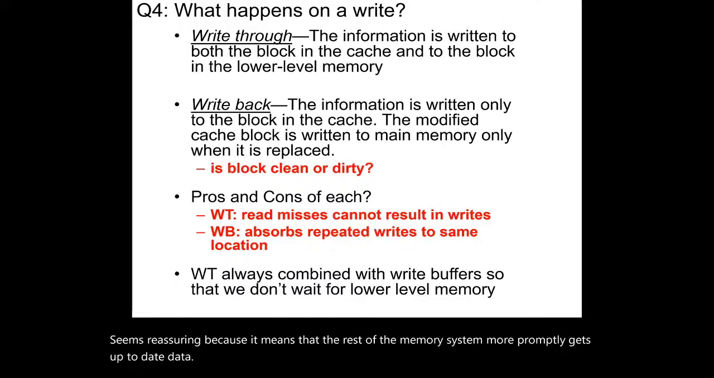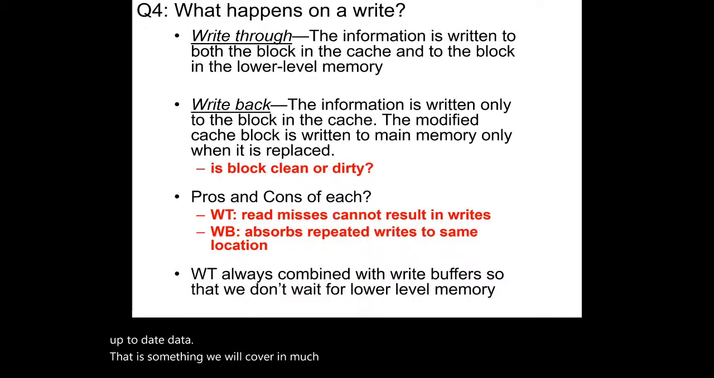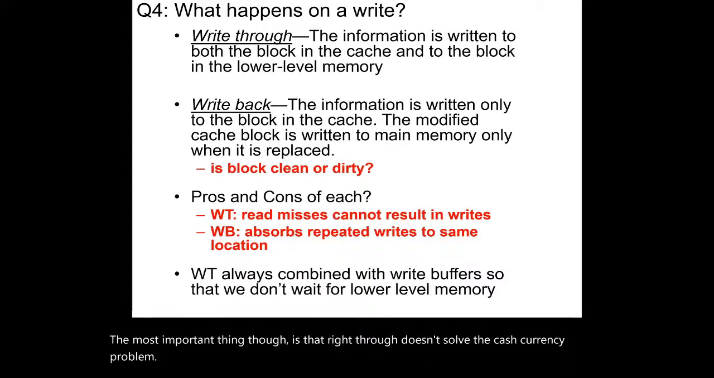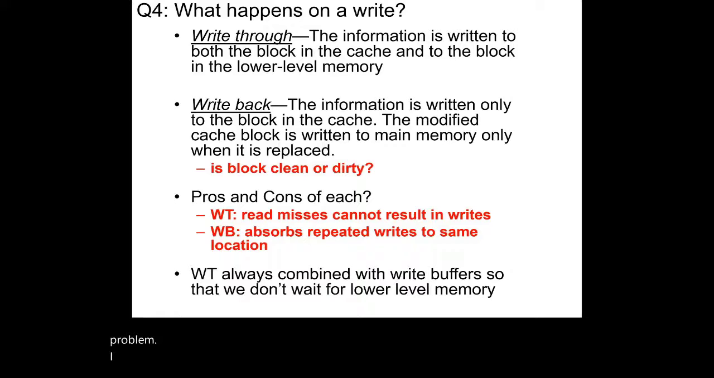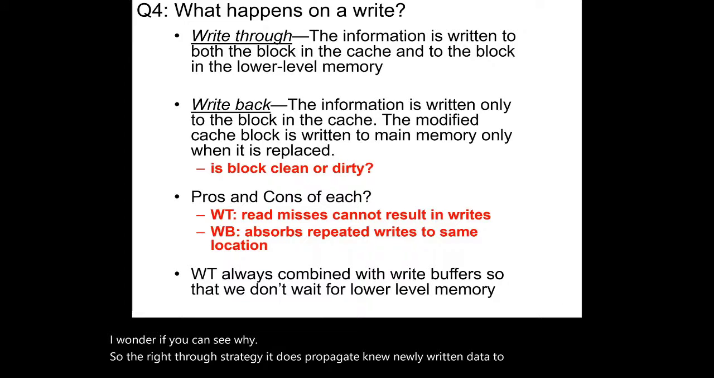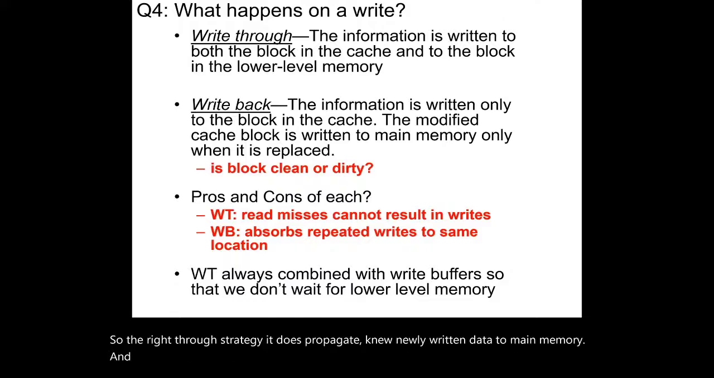That is something we will cover in much more detail later in the course. It's the cache coherency problem. The most important thing, though, is that write-through doesn't solve the cache coherency problem. I wonder if you can see why. So the write-through strategy does propagate newly written data to main memory. And that's great. Now the main memory is up to date.